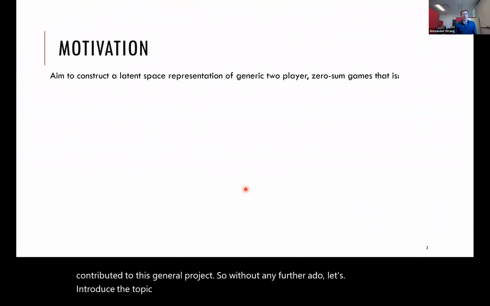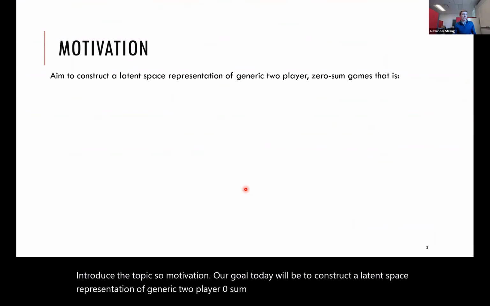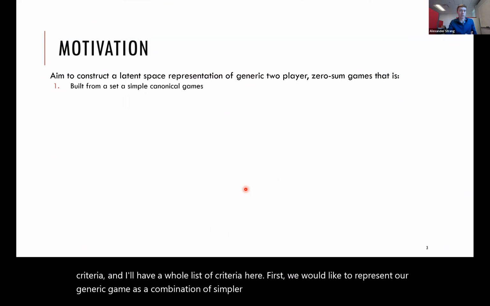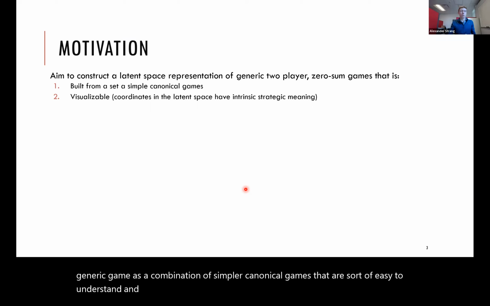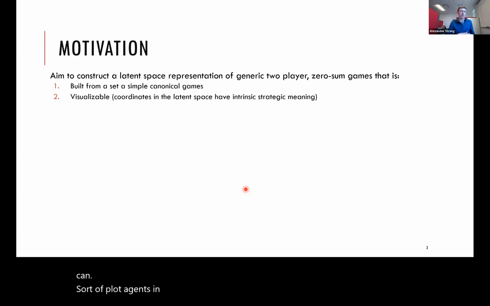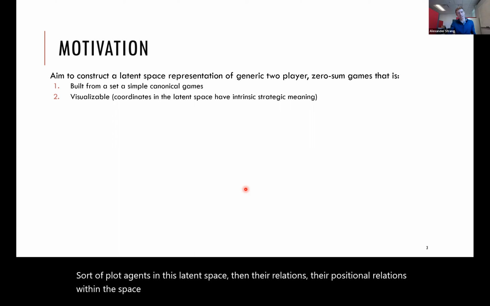So, motivation. Our goal today will be to construct a latent space representation of generic two-player zero-sum games that satisfies some desirable criteria. And I'll have a whole list of criteria here. First, we would like to represent our generic game as a combination of simpler canonical games that are easy to understand and represent. We would like these canonical games to be visualizable so that coordinates in the latent space have intrinsic strategic meaning, and that if we can plot agents in this latent space, then their positional relations within the space carry strategic consequences.